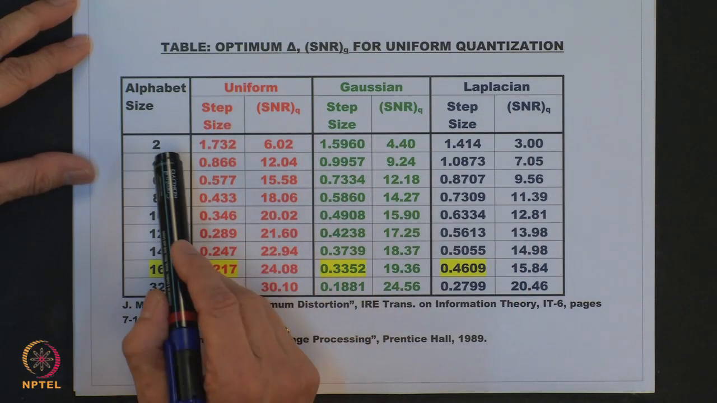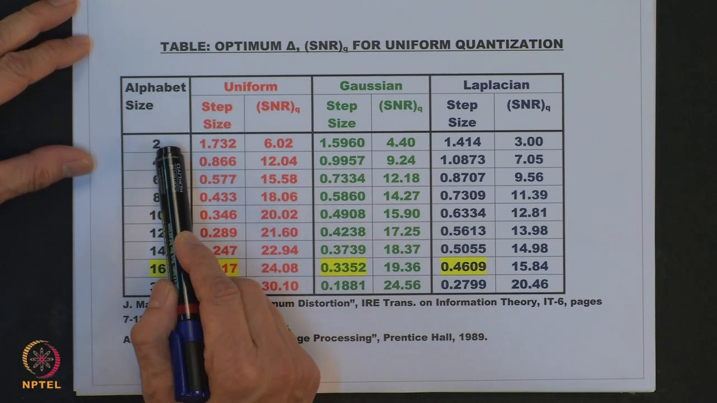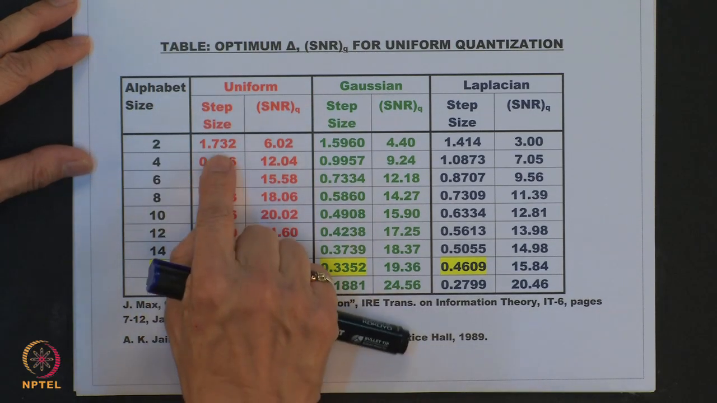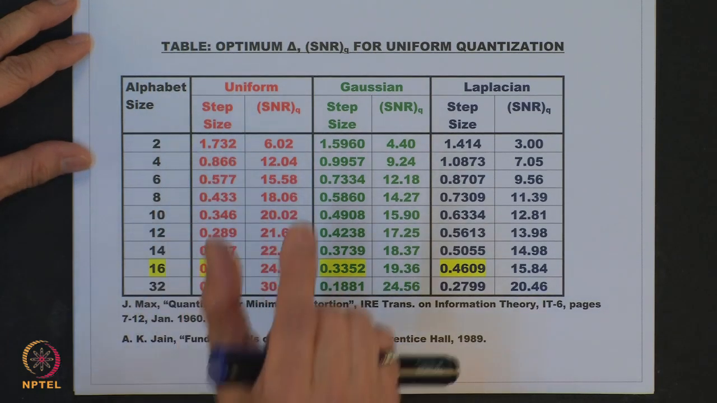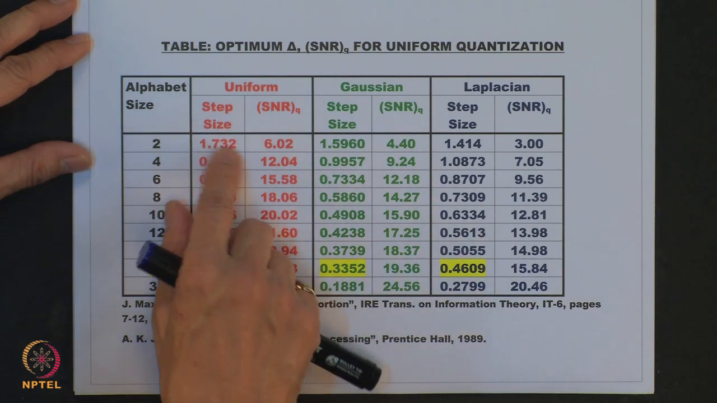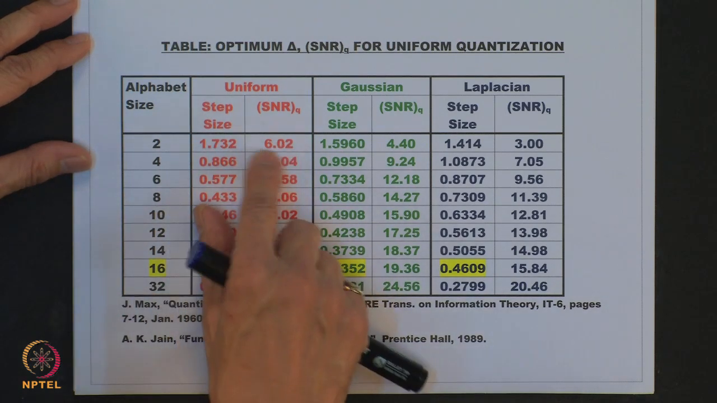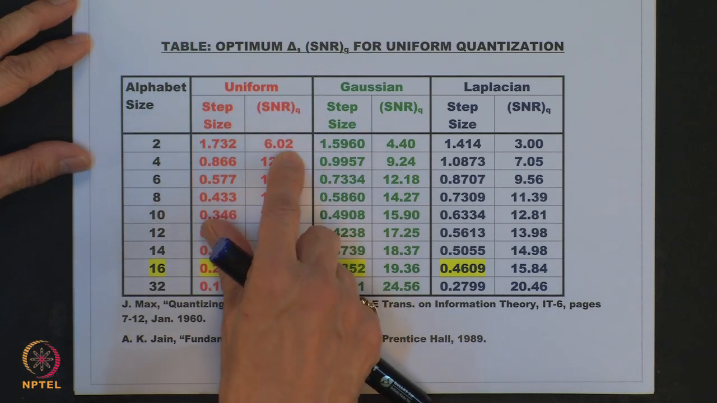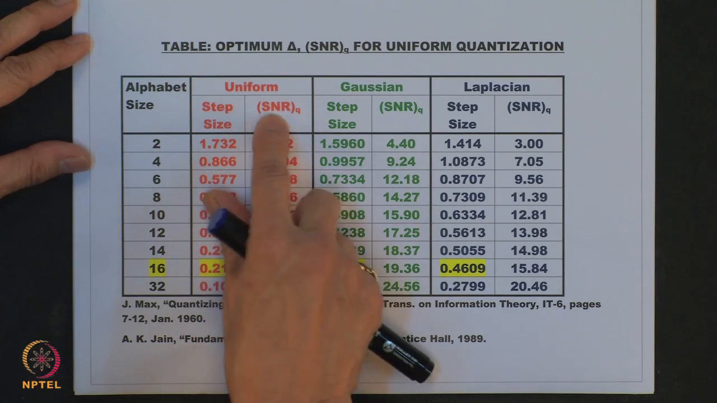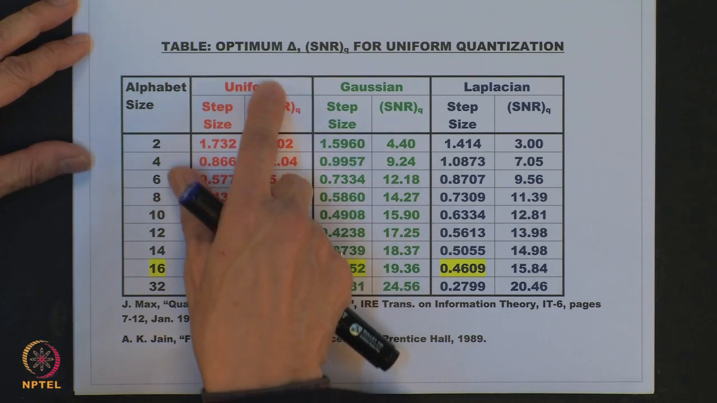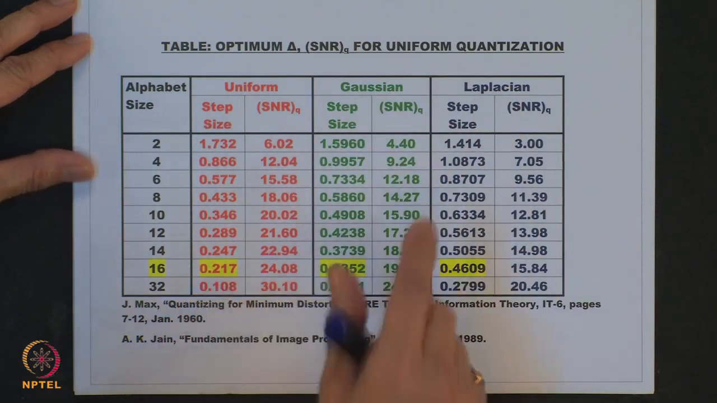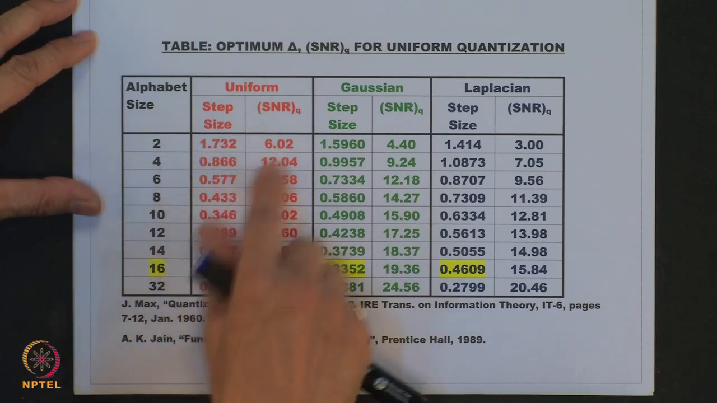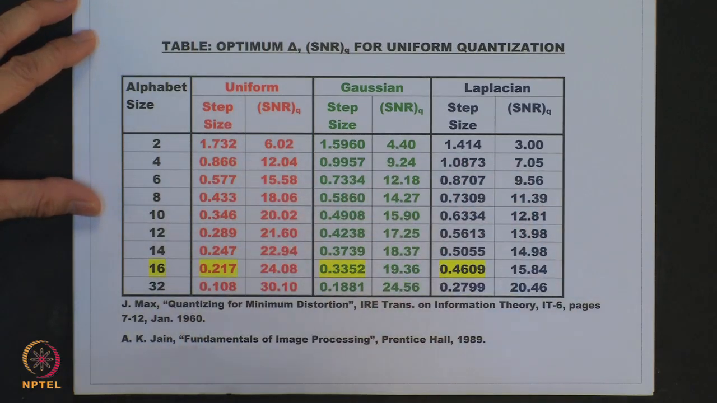And if you evaluate this for step size 2, that means 2 levels, you have to calculate only 1, and you will get 1.732, that is the step size, and you will get 2 reconstruction levels. Then you can also calculate the quantization signal to noise ratio by signal power. Basically, you can find it out using the variance equal to 1, which is assumed for all these cases. And then these are the results which you get from here.